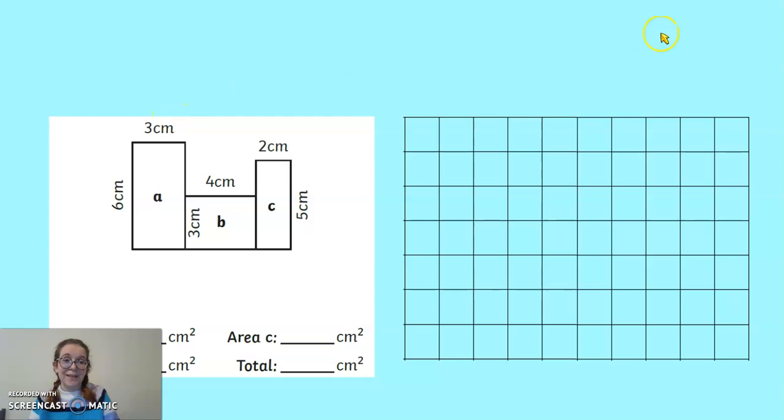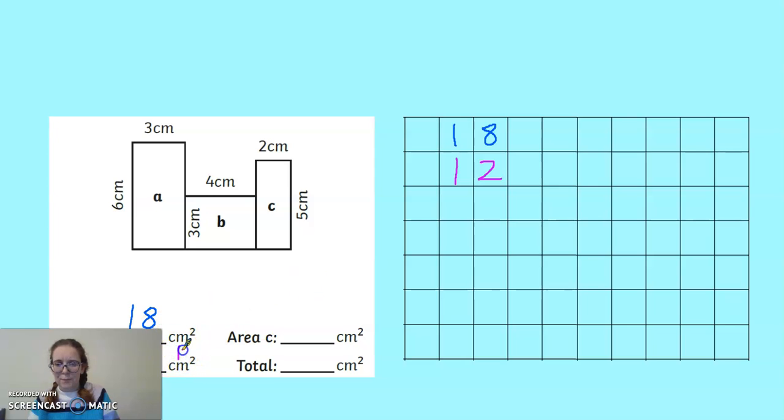6 times 3. Now I know 6 times 3, that's a nice easy one. 6 times 3, knowing my 6 times tables, that's going to be 18. Fantastic. So the area of A is 18 centimetres squared. Let's have a look at B. 3 times 4. Give you a second. Yep, it is 12. So let's change the colour so we don't get confused. 12 centimetres, 3 times 4. So the area of B is 12 centimetres squared.